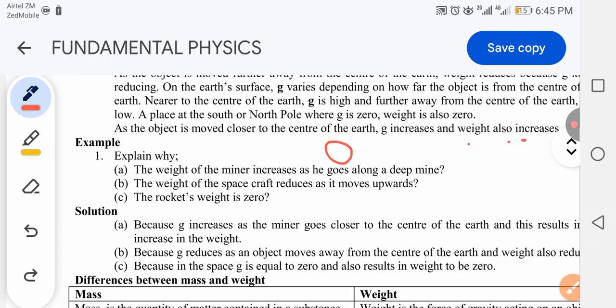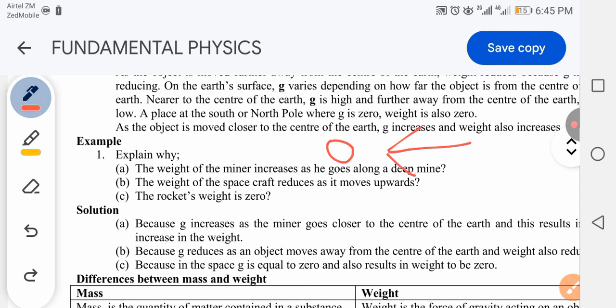Then as you move towards the center of the earth, gravity what? Increases. As gravity increases, also the weight of the object what? Increases. So as you move towards the center of the earth, the weight of that object increases. But as you move away from the center of the earth, gravity does what? Reduces. That means also weight what? Reduces. So I hope you have understood there.